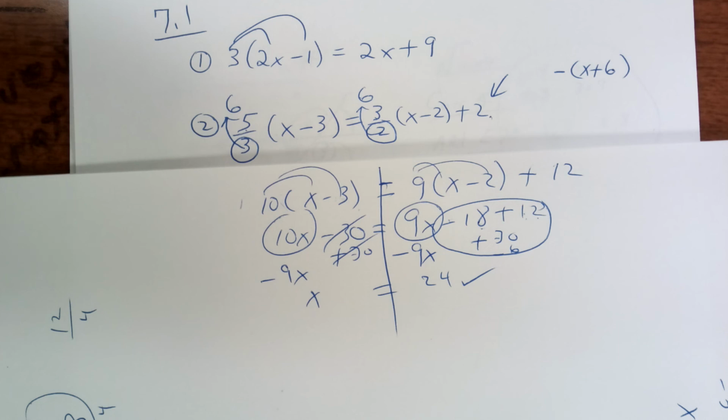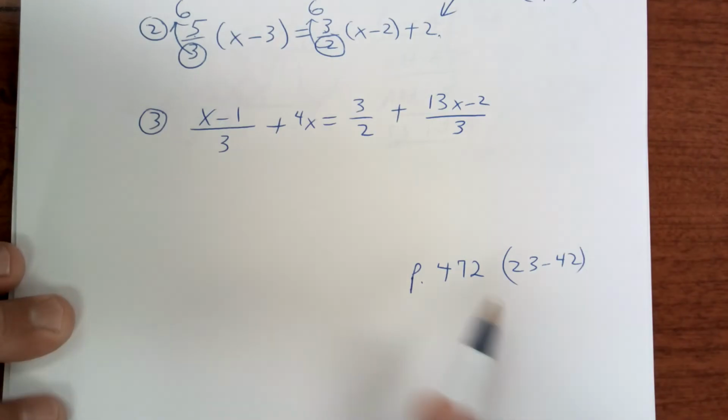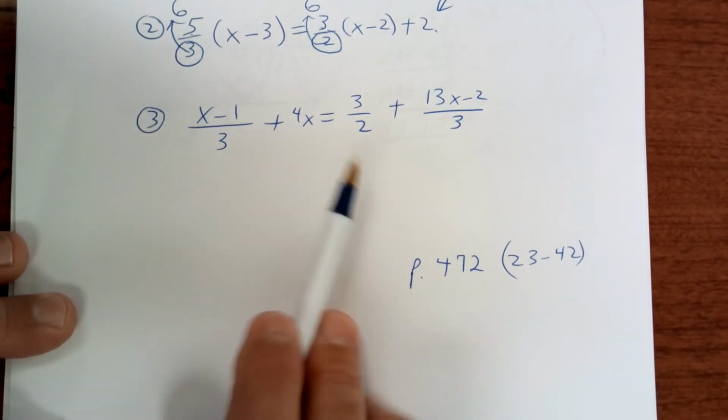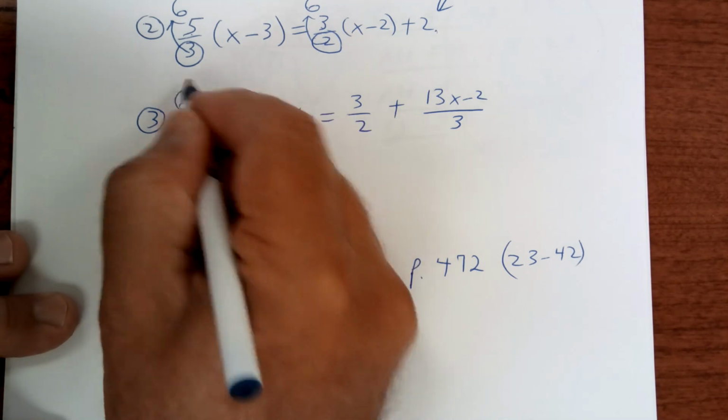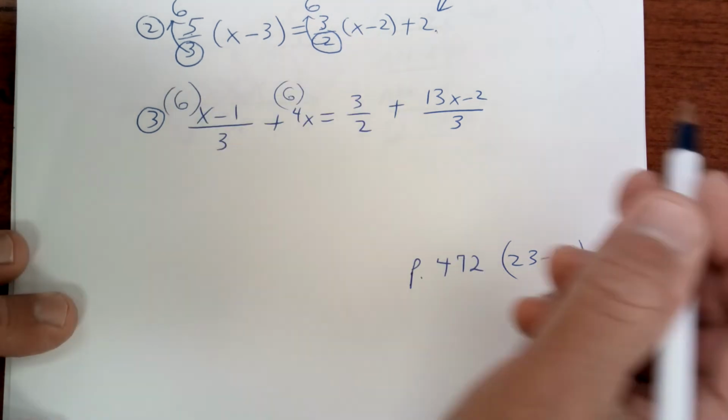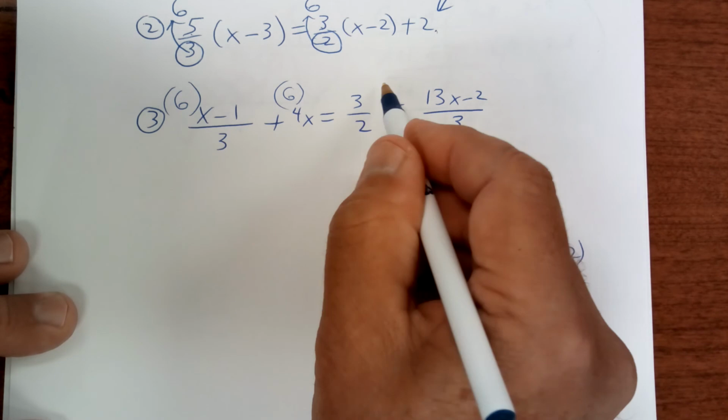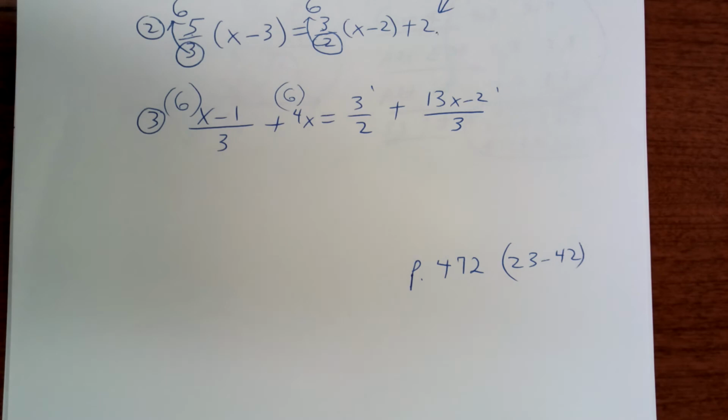All right, your assignment is right here. You might say, well, wait, we had one more. This one you're going to multiply by 6 as well. And then you got to be able to work it out. So all of these you're going to multiply by 6s. Okay? There's your assignment. Have a good morning.